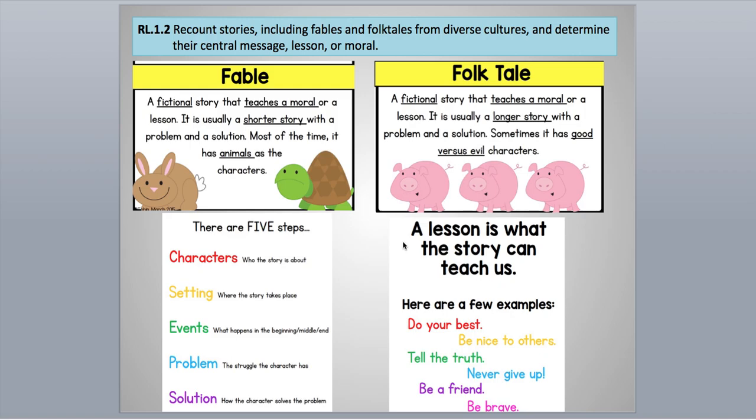And then a lesson in a story is what the story can teach us. So here's a few examples. Do your best, be nice to others, tell the truth, never give up, be a friend, and be brave.